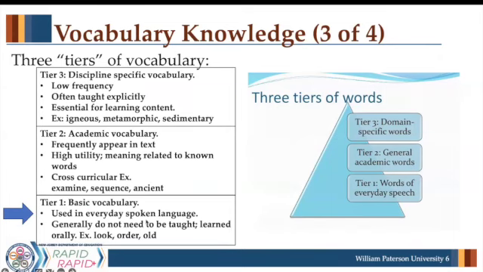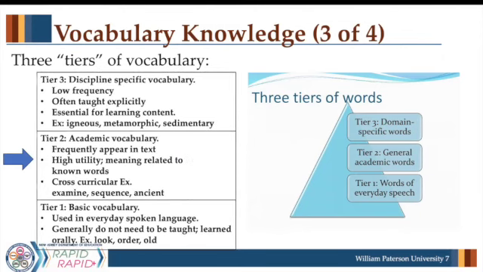These are basic vocabulary words that we use with our friends, we use at home with our families. These are spoken in everyday language. Examples of these words might be look, order, and old. Generally, we don't need to be taught these words, we just learn them through oral language development.